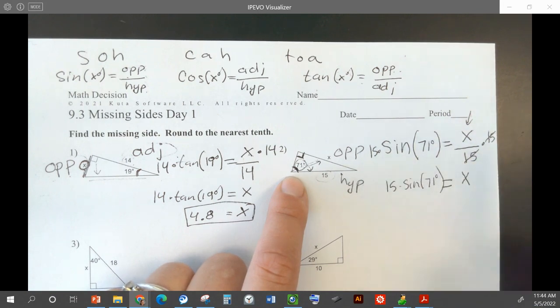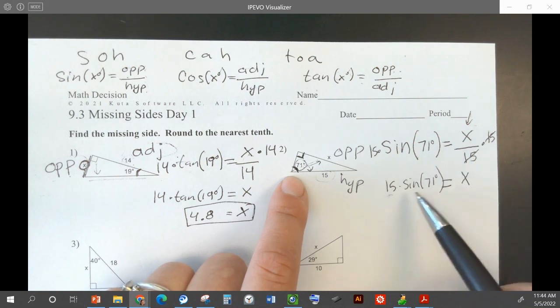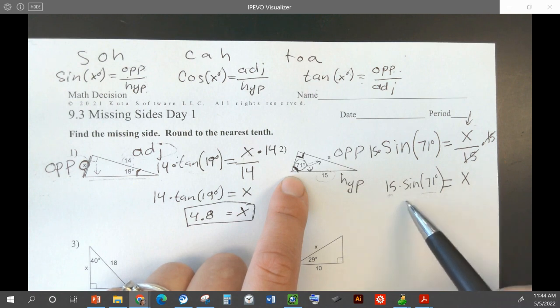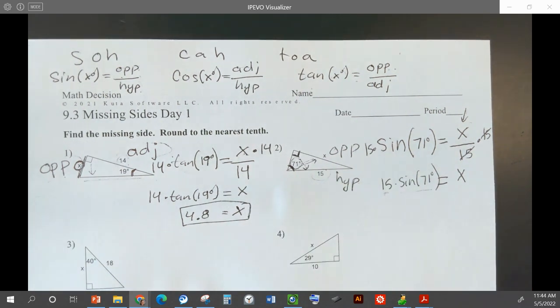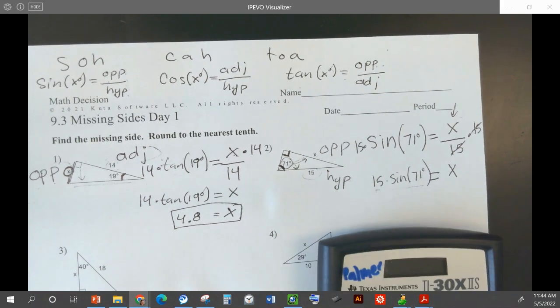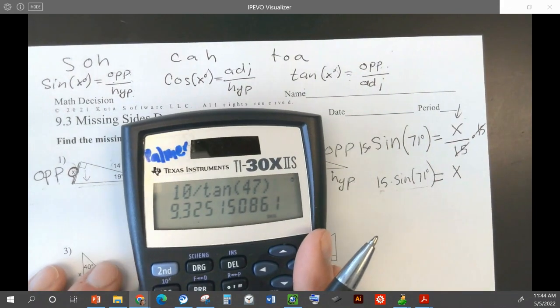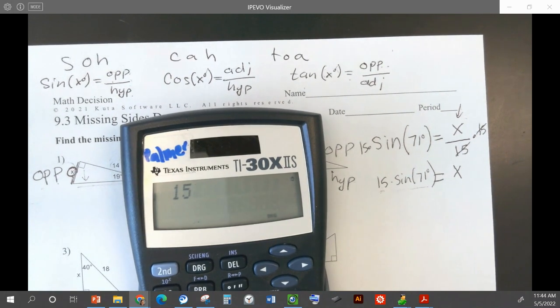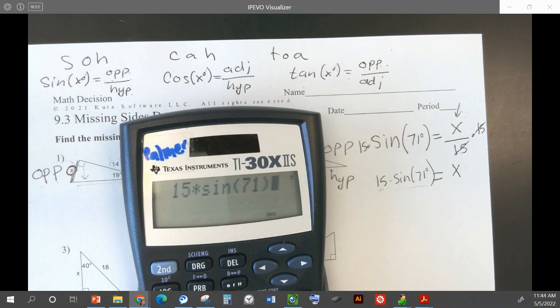So here's our pattern again. If x is on the top of our fraction, we're going to multiply. We just end up multiplying 15 times our function with our angle. Okay? And if x is on the bottom, then we take the number and divide it by the function. Okay, so let's type that in. So 15 times sine of 71.